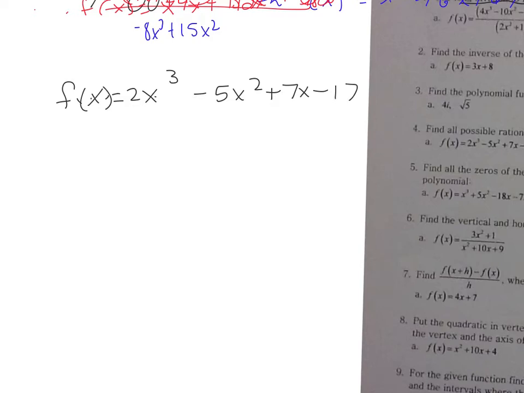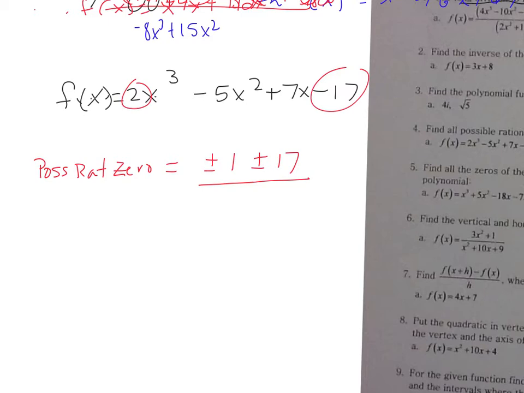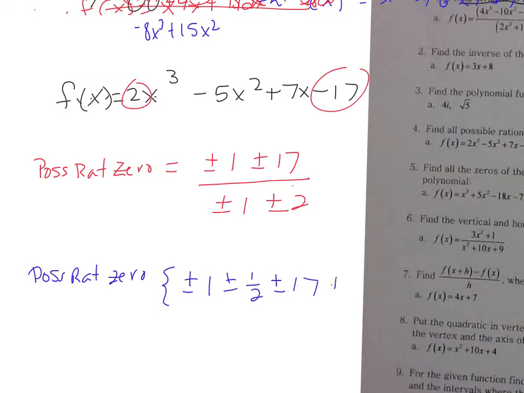All right, so your possible rational zeros are the factors of the constant, so it's going to be positive negative 1, positive negative 17, divided by the factors of the leading coefficient. So it's positive negative 1, positive negative 2. So your possible rational zeros are going to be positive negative 1, positive negative a half, positive negative 17, and positive negative 17 over 2.